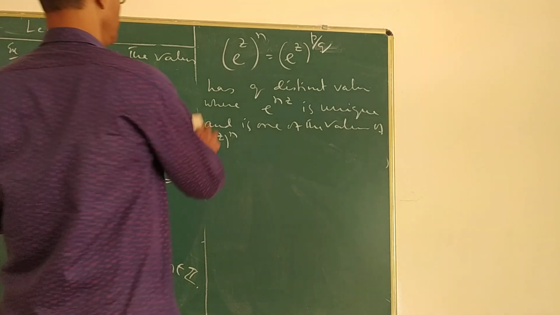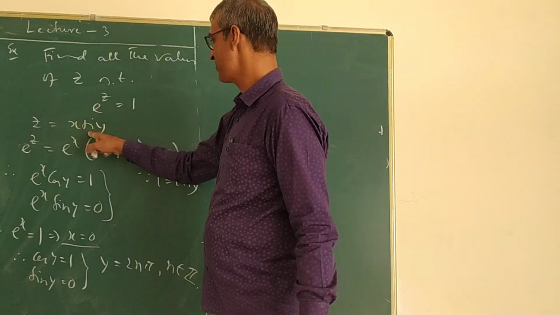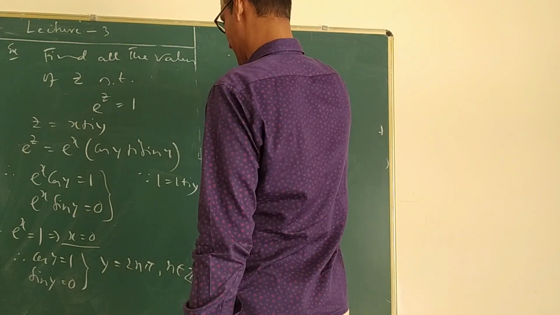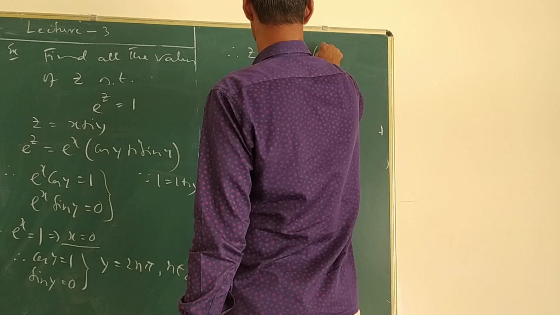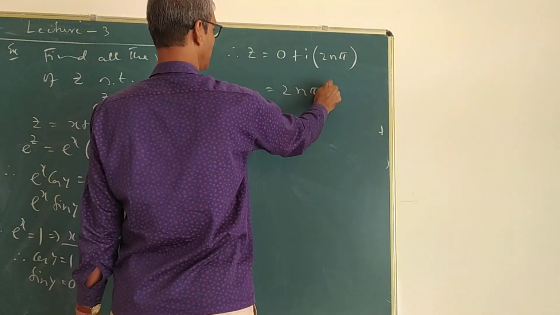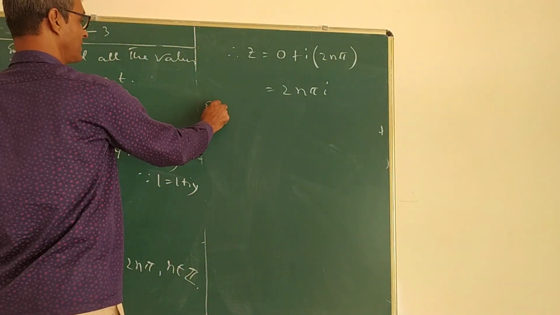Now we suppose z is x plus iy. So what will be the values of z? x is 0 and y is n pi. So in this way you can solve it.